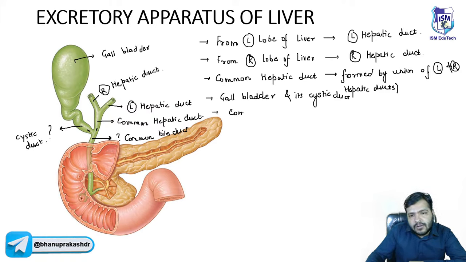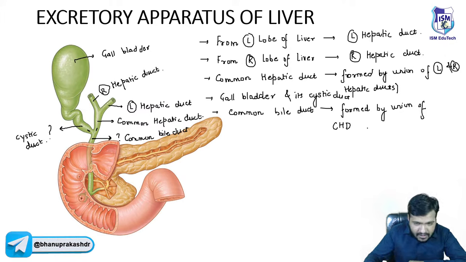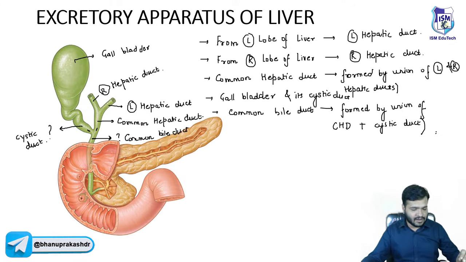So you are already aware that this one is the common bile duct. Remember, this is the fifth one that we have to discuss. We have the common bile duct, and it is formed by the union of common hepatic duct, I am writing CHD, plus cystic duct. Common hepatic duct and cystic duct.